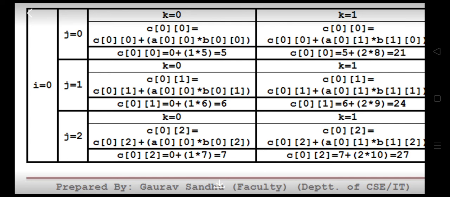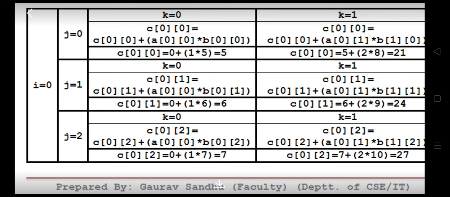Now for this we are calculating the value for C01. Now C01 is equal to C01 plus A00 into B01. This is based on the equation which we have seen earlier. Now A00 is 1, B01 is 6, 1 into 6 is 6, and that is added to the contents of C01. C01 was initially 0, so 0 plus 1 into 6 is 6, so C01 is 6.